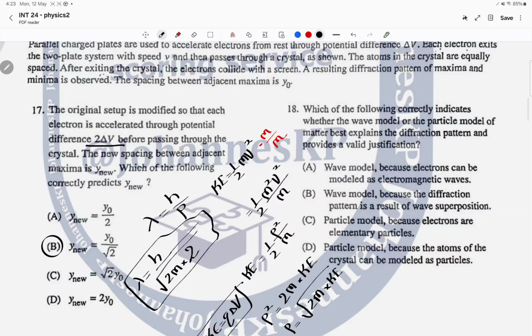Which of the following will correctly indicate whether the wave model or the particle model of matter best explains the diffraction pattern and provides a valid justification? Okay. Of course, diffraction requires the electron to act as a wave, not as a particle. And what follows diffraction? Interference, correct? Mm-hmm. Interference. So the answer is B. B. Superposition.